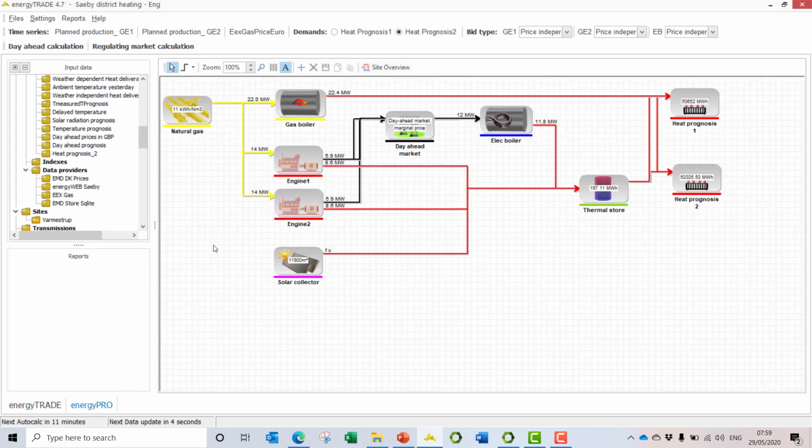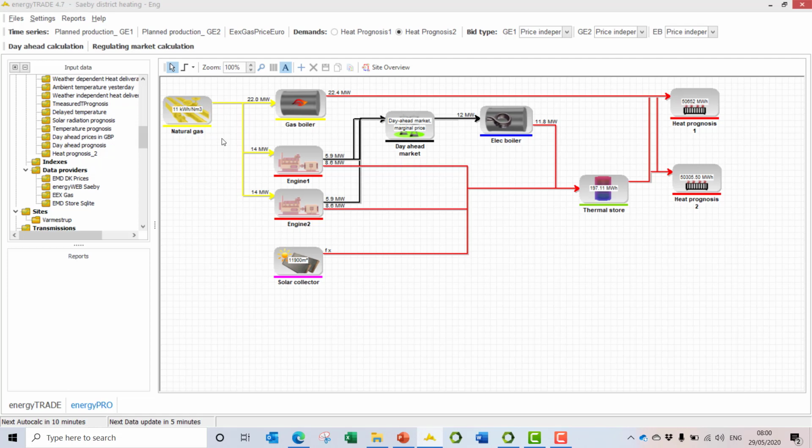So here you can see on this tab, there's two tabs. There's energyPRO. So the principle is you set up your model just as you would as if you were designing a scheme. But obviously this is what's really in place in another town in Denmark, where they've got a boiler, a couple of gas engines, solar thermal again, and even an electric boiler to absorb electricity when prices are negative, as they are when it's very windy, and a thermal store, and then here a prognosis of what the heat demand would be. They've actually got two different ways of predicting it in the model.